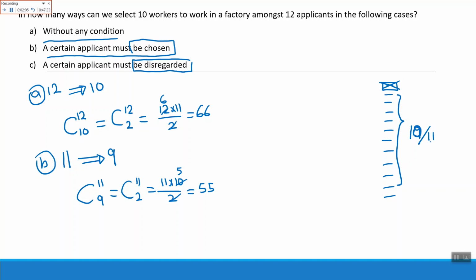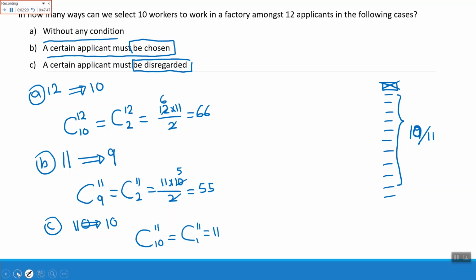But this time you'll choose 10 out of how many? Out of 11. So in part C, you'll choose 10. There are 11, and you'll choose 10 out of them. So it's going to be combination 11, 10, which is the same as combination 11, 1, which is 11. So there are 11 ways to do it.